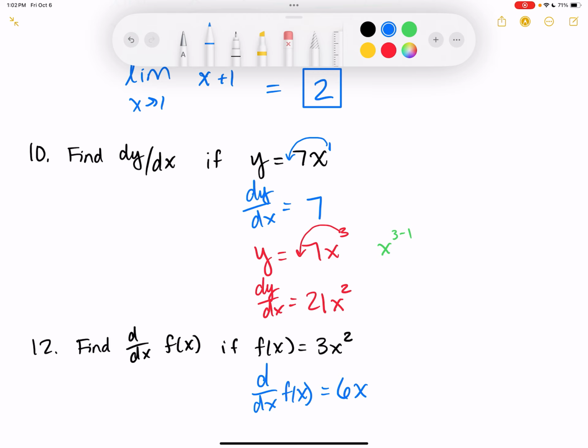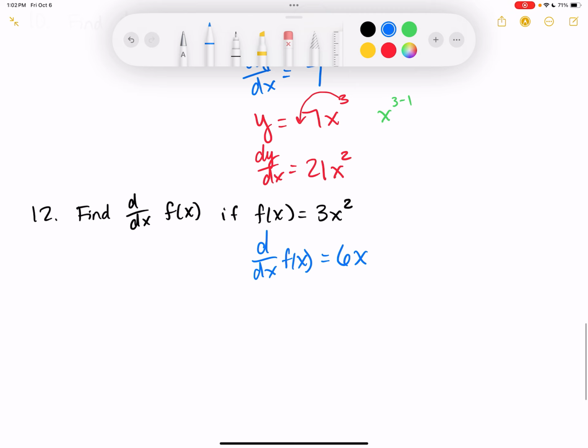All right, let's do a couple other things that aren't actually in the book yet for this section, but I just want you to know them before we get there in the future section. So if you had, let's say it told you to take dy/dx if y is equal to 4.